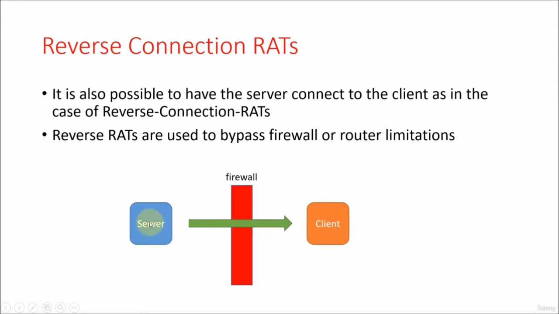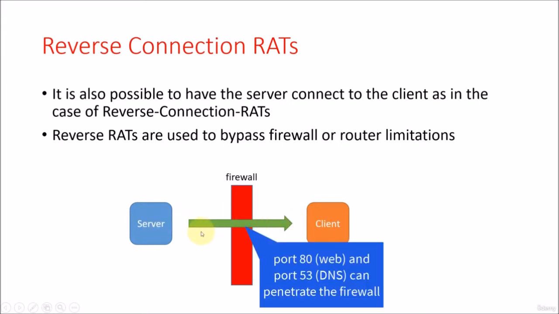If you are planning to target a particular machine inside, after you have managed to infiltrate through a phishing attack, for example, to install a RAT, then the RAT will initiate the connection. For example, if it uses port 80, the firewall usually doesn't block port 80. Port 53 also usually isn't blocked because port 53 is DNS. This is an example of where you might use reverse connection RATs in order to penetrate the firewall.